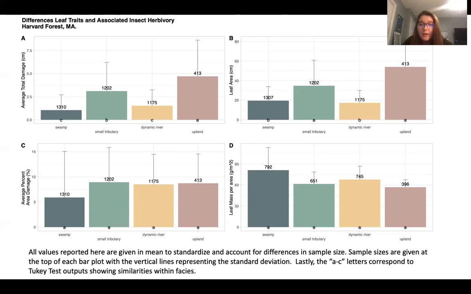In panel B, it quantifies the changes in leaf area across the facies. The upland site and the small tributary were statistically the same, denoted by A, while the swamp and dynamic river were statistically the same, denoted by B. We expected the upland site to have the most total damage and larger leaves because of the lack of transport, which biases towards smaller leaves.